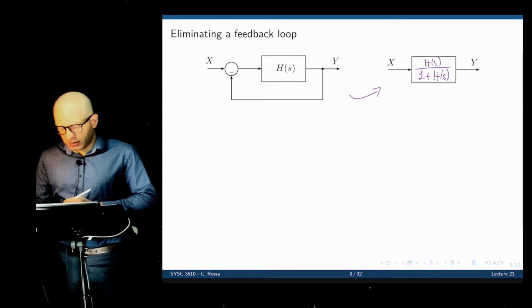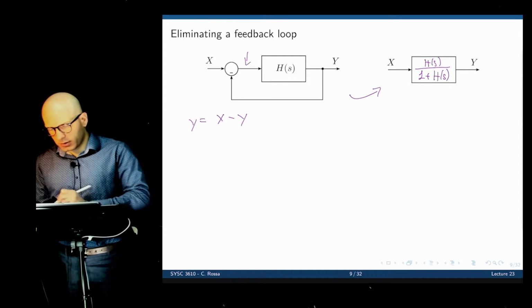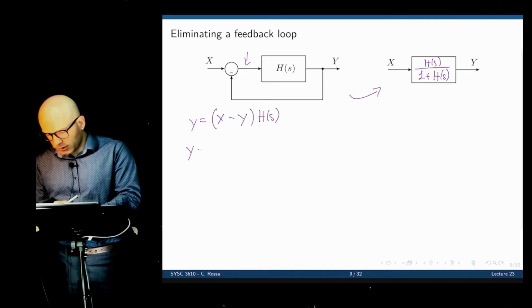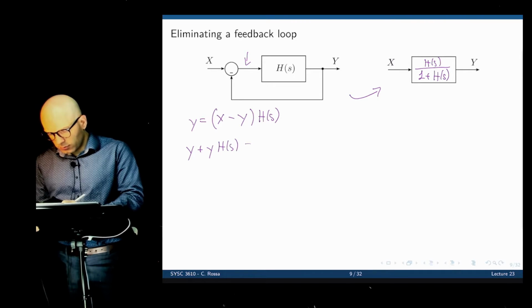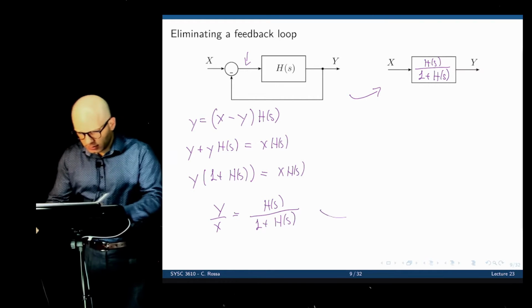We can find this easily. We can write an expression for y. Y is x minus y, which is this signal right there, x minus y, all times h of s. You can factor all y's on this side of the equation. So we have y times 1 plus h of s equals x times h of s, and then y over x is h of s divided by 1 plus h of s. All right, so this is the equivalent.